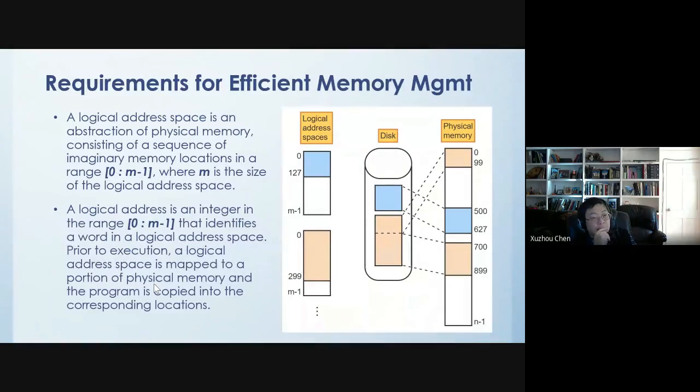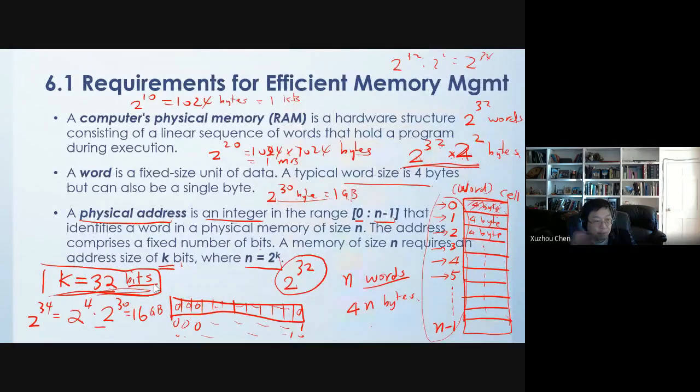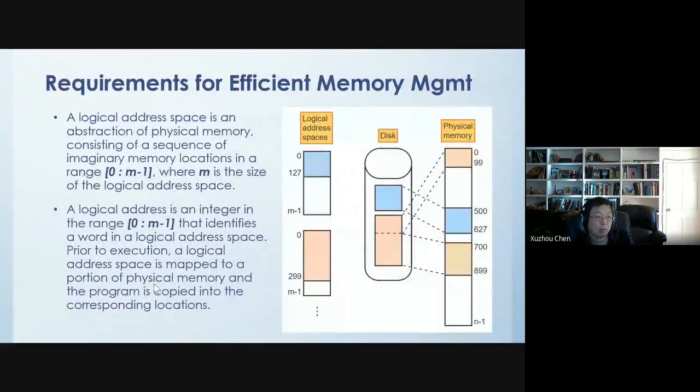So that's the physical memory we're talking about. Now, to manage the physical memory, we need to talk about another type of memory. It's called logical memory. Why do we need to talk about physical memory versus logical memory? Here's the reason.